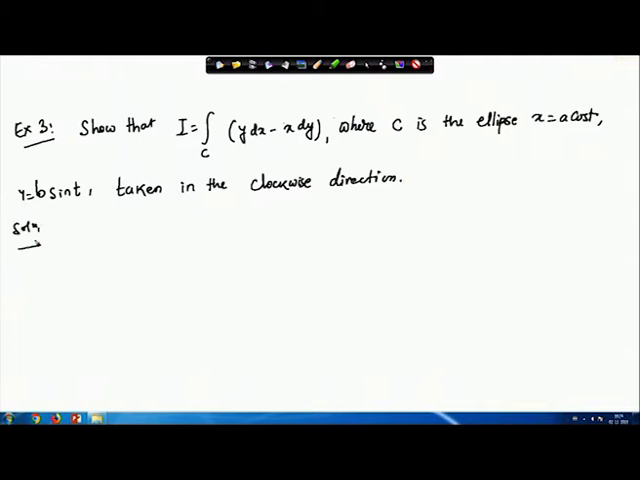So when we say clockwise direction, that means the way the seconds hand or the minute hand in a clock moves, like this. That's our clockwise direction, and if it rotates in the opposite direction, then it's called the anti-clockwise direction. So that means t is, instead of moving from 0 to 2 pi, moving from 2 pi to 0.